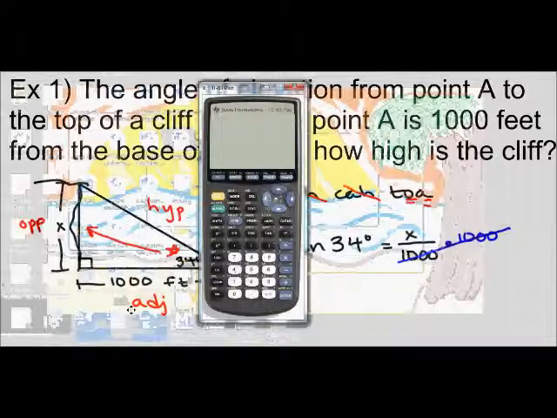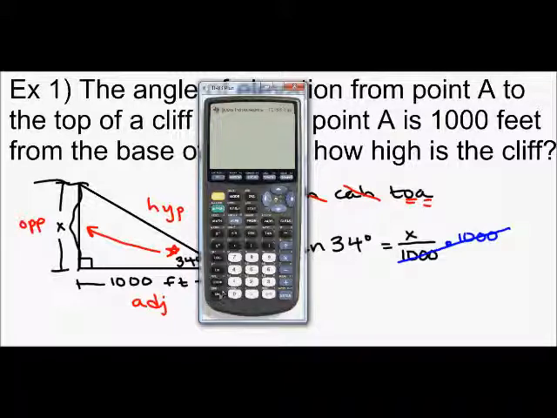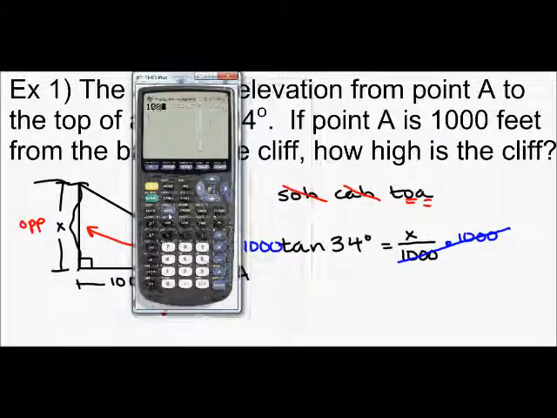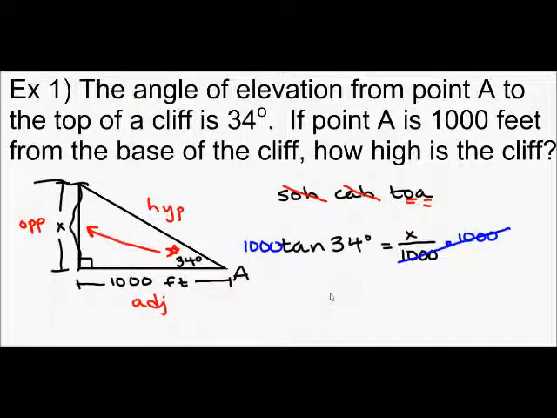Now I'm going to pull out my calculator because I don't know what tan 34 degrees is off the top of my head. I'm going to make sure that I'm in degree mode because I'm using degrees, and I am. And then I'm going to type in 1,000 times tan 34, close parentheses. Enter. And I get 674.5. It doesn't specify how many decimal places here, so I'm just going to write that down. 674.5 feet. That is how tall this cliff is.